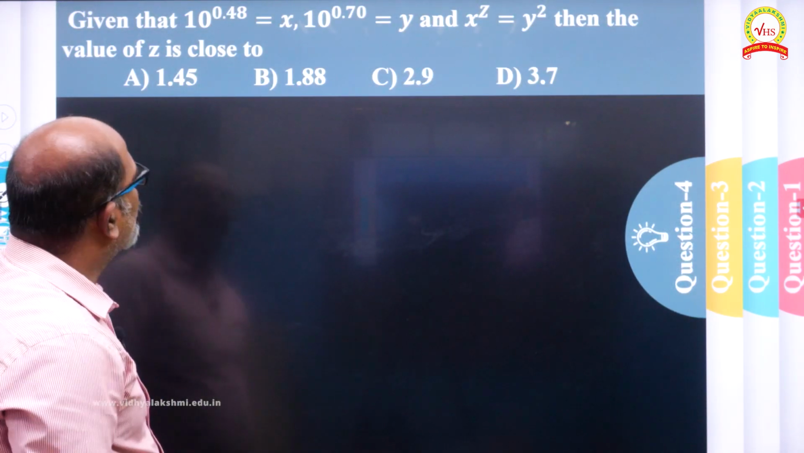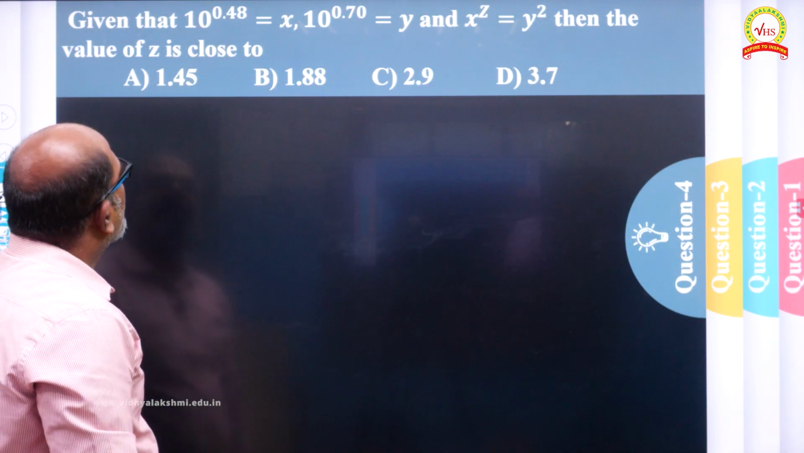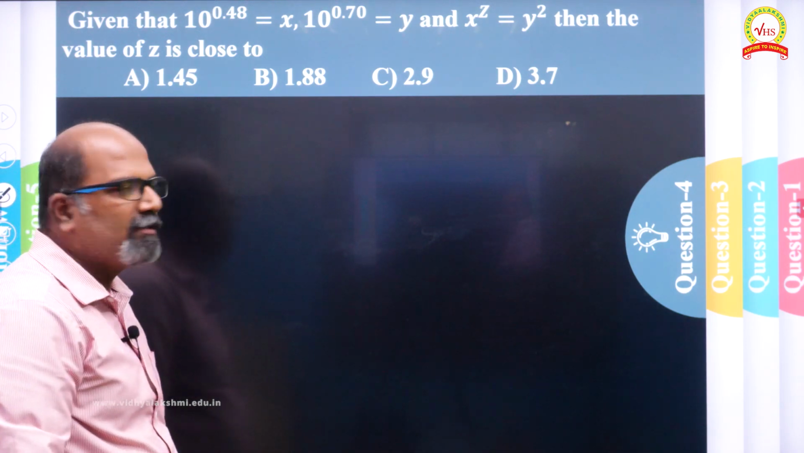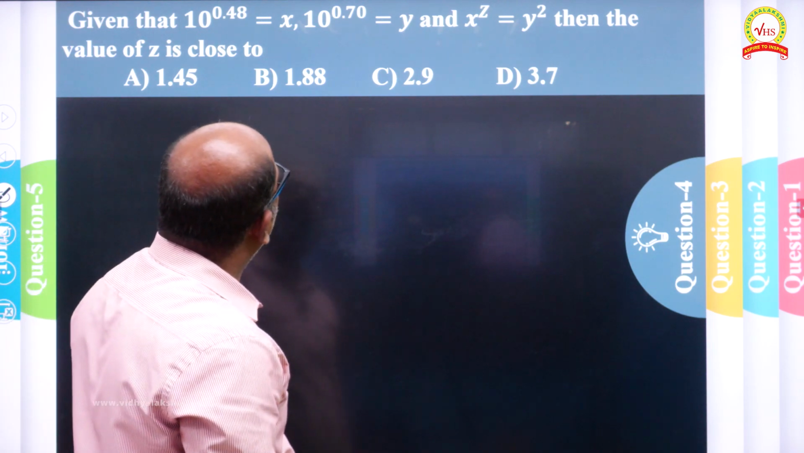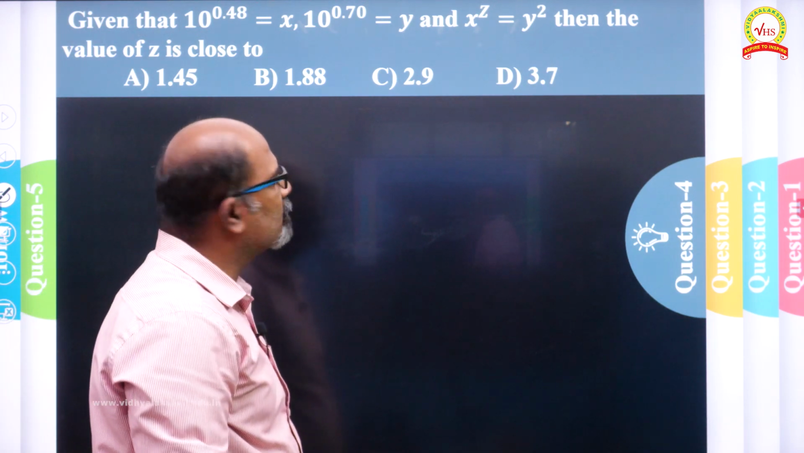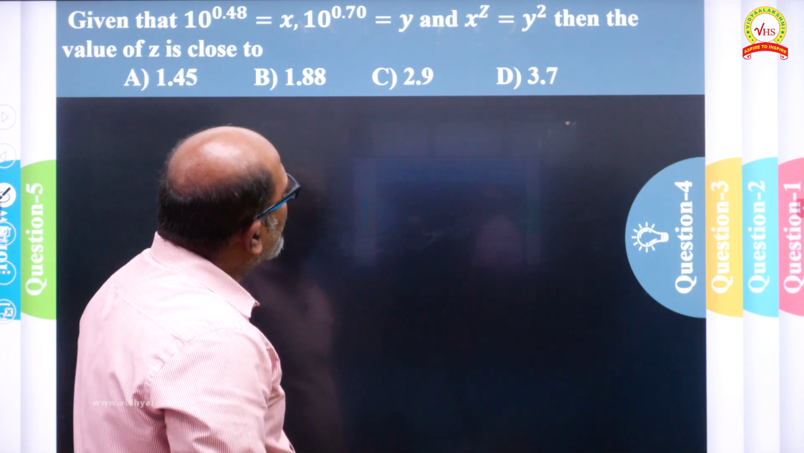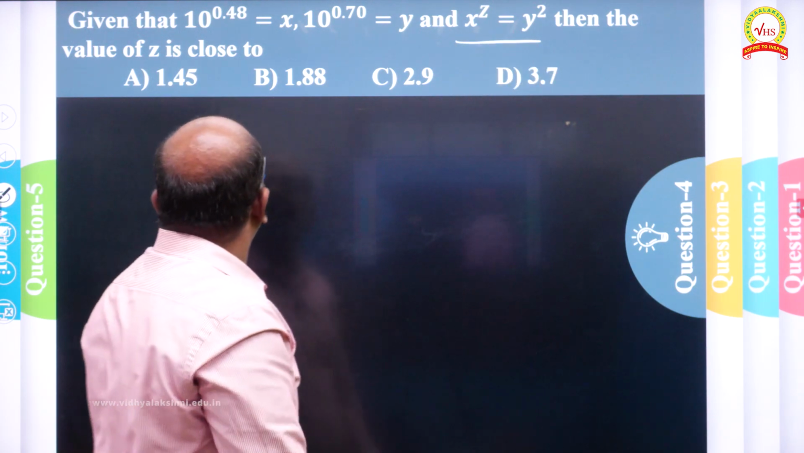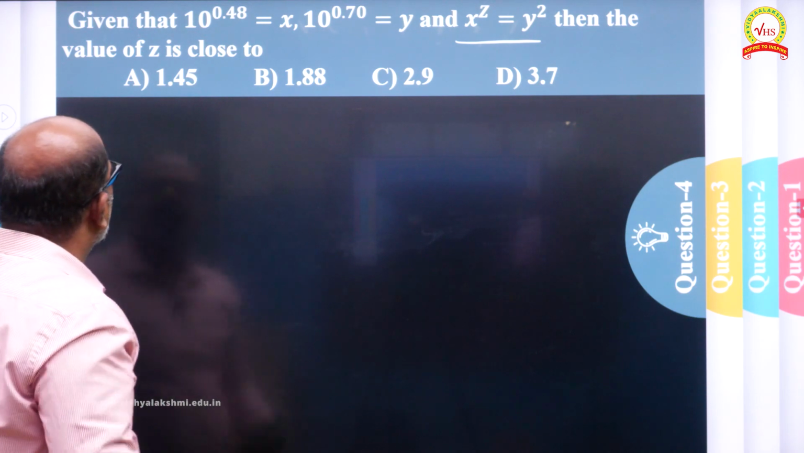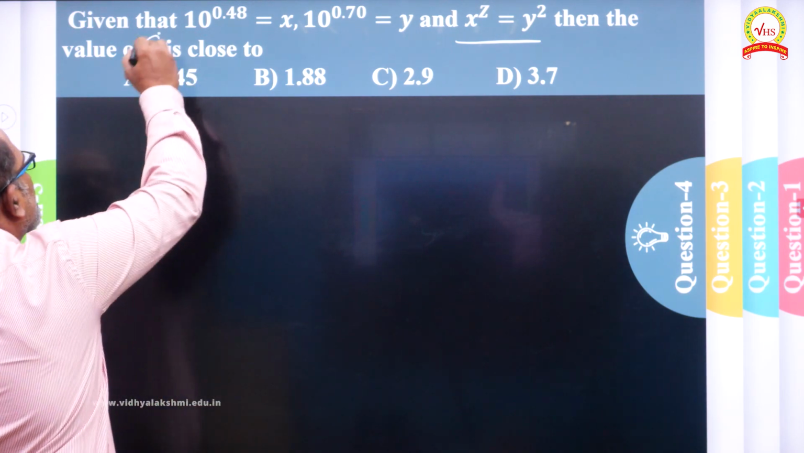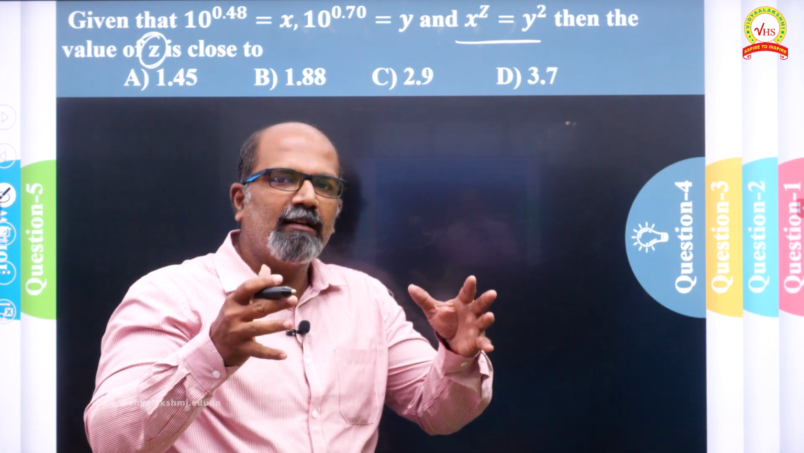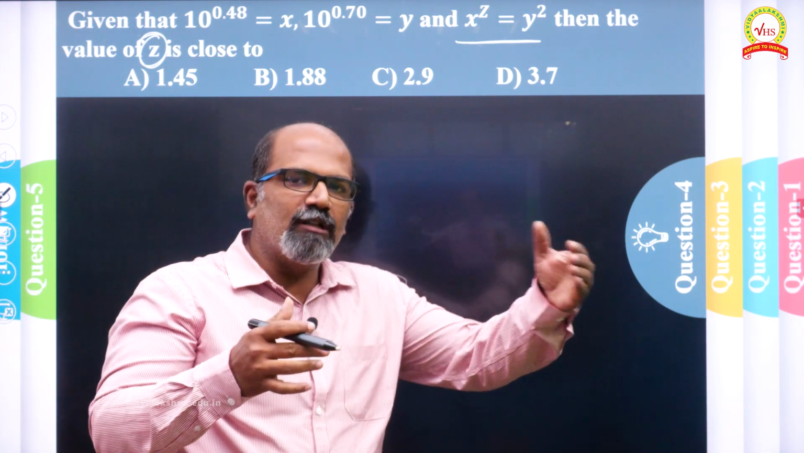Going to the fourth question, given that 10 to the power of 0.48 equal to x, then 10 to the power of 0.70 equal to y, and at last it is given x power z is equal to y square. Then the value of z is close to, it is asked to find the value of z, not the exact value, it is asked to find the value to which it is closer.